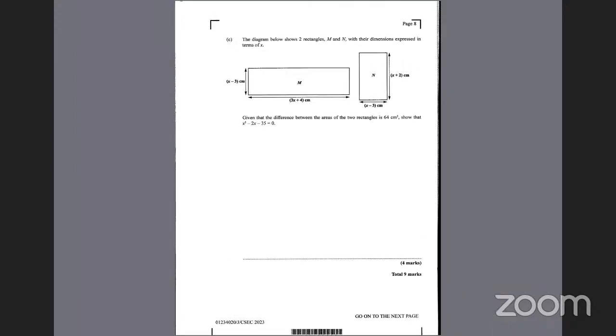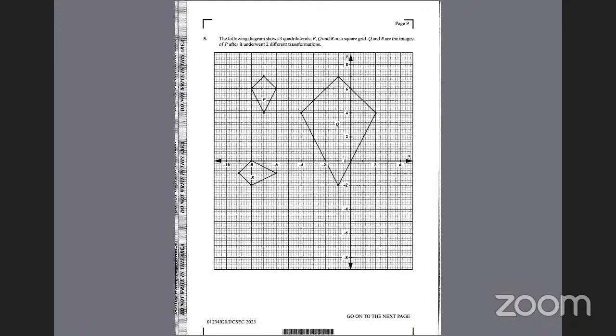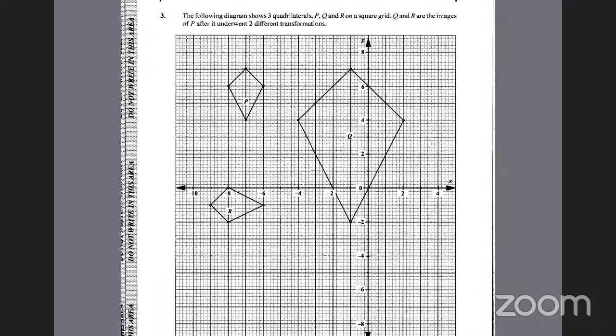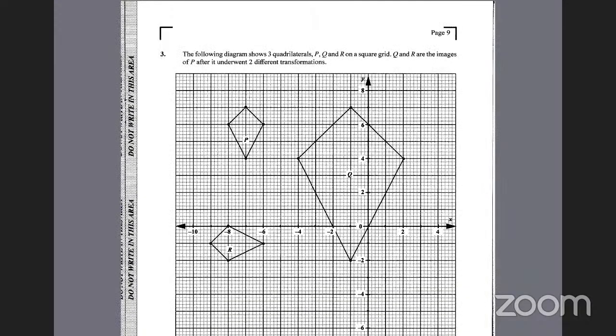Let's continue. Number 3, the diagram below gives 3 equilaterals, P, Q, R on the same grid. Q and R are images of P. Q definitely looks larger than P, so that's an enlargement. P looks like a possible rotation. It's not a reflection, it's not a translation. So it's probably a rotation about some point. So let's see.